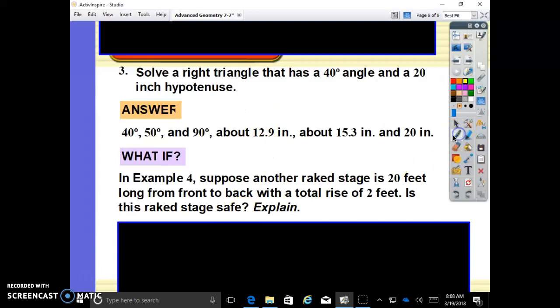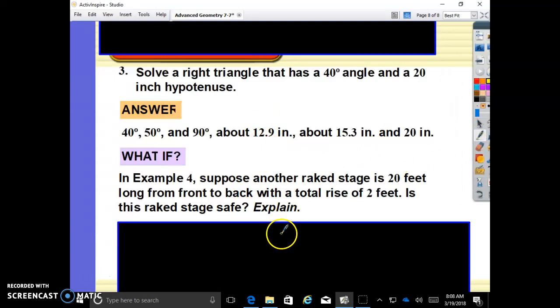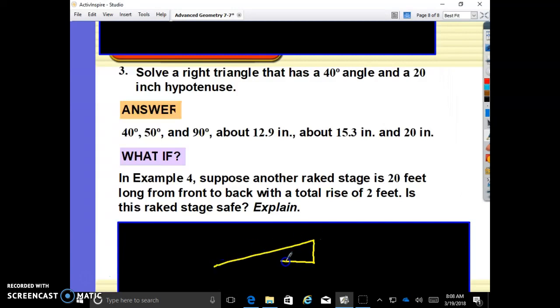In example 4, suppose another raked stage is 20 feet long from front to back and has a total rise of 2 feet. Is this safe? What is the degree here? Well, we have opposite and hypotenuse, so sine. Sine of this angle equals opposite over hypotenuse. So if we did the inverse sine of 2 over 20, so 2 divided by 20 equals 0.1, second sine.